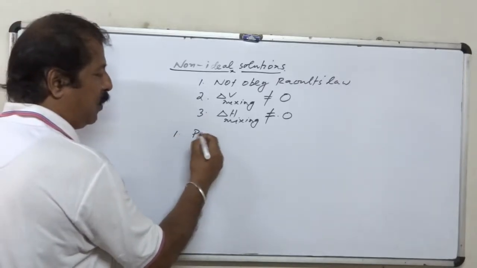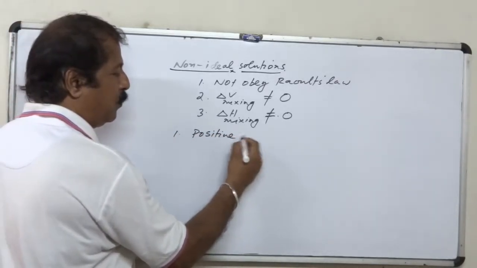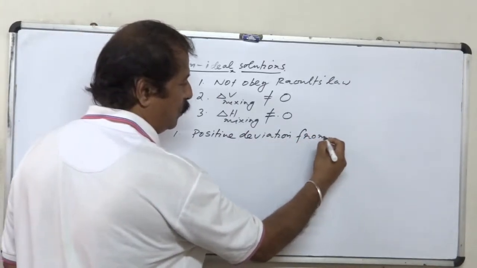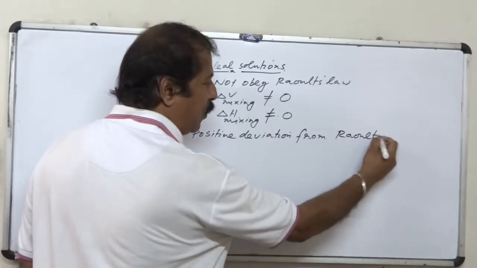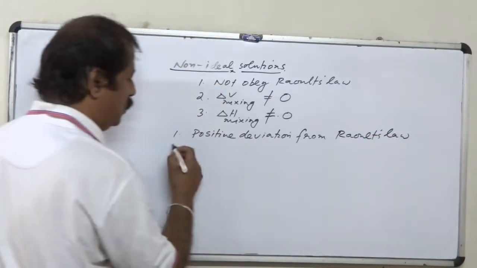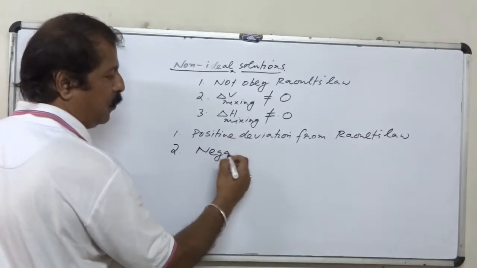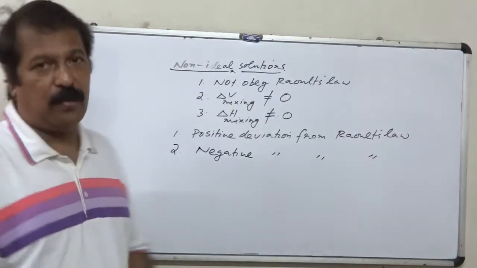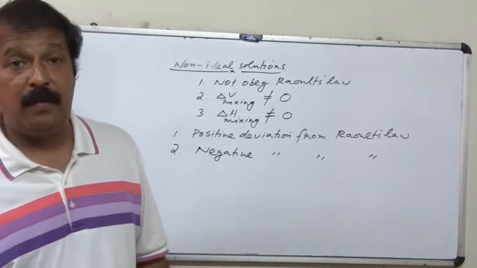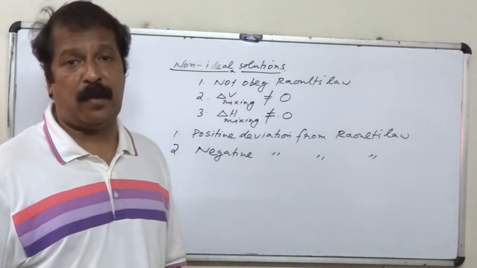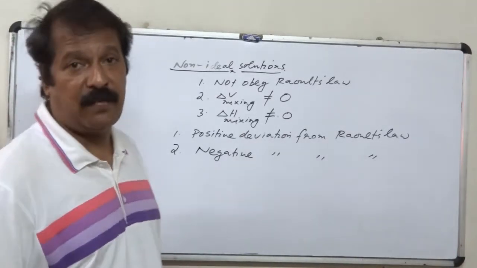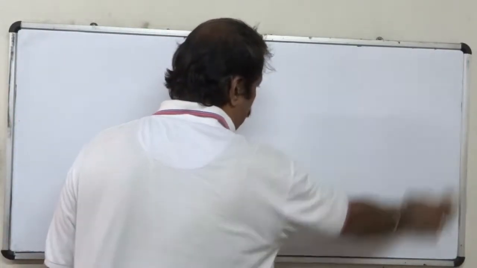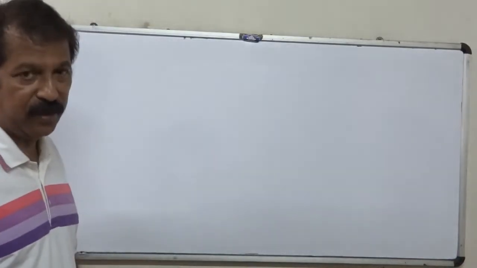Number one, positive deviation from Raoult's law. Second one, negative deviation from Raoult's law. So non-ideal solutions are again classified into two types. Number one is positive deviation from Raoult's law, and second one is negative deviation from Raoult's law. Well, this is the first one, the positive deviation from Raoult's law.